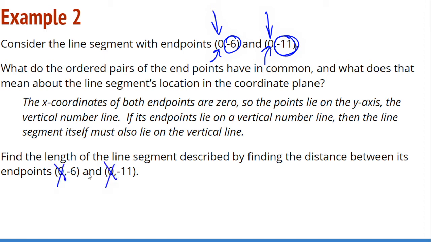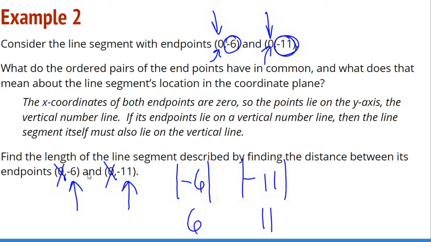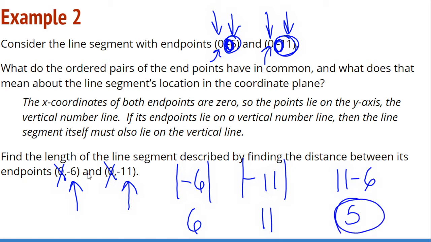The question is, how far apart are they? Now they are on the same side of the x-axis. So I'll need their absolute values, I know that much. So I've got 6 and I've got 11. The question is, do I add them together or do I find the difference? Remember, I add them together if they're on different sides of the axis. Now these are both negatives, which means they're on the same side of the axis. So I'm not going to add them. Because they're on the same side of the axis, I'm going to find the difference. 11 minus 6 tells me that they are 5 units apart, a distance of 5.